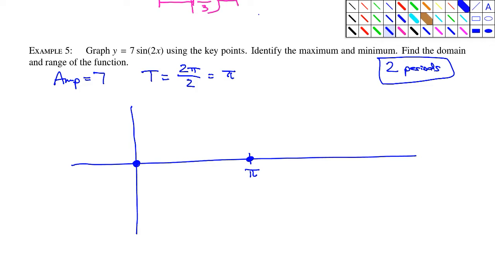I know that halfway between 0 and pi is another 0, so that's going to be at pi over 2. And then I know that halfway between 0 and pi over 2, this half of the first half, is where it's going to reach its maximum, which is going to be 7. And then halfway between pi over 2 and pi is where it's going to reach the minimum of negative 7. And then let's repeat that going forward.